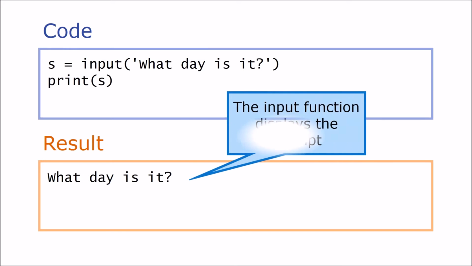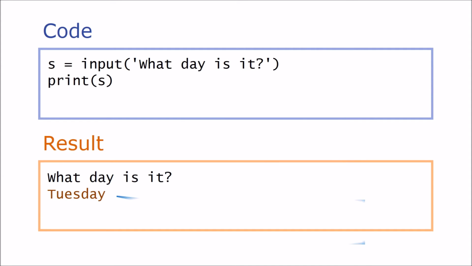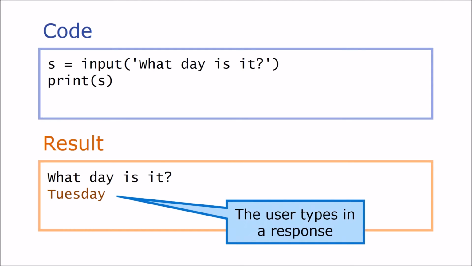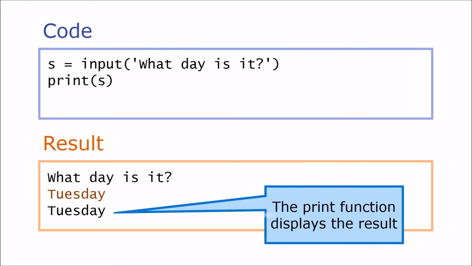First, the input function displays the prompt. The user can then type the answer. The answer is stored in variable s. The print function then prints it.